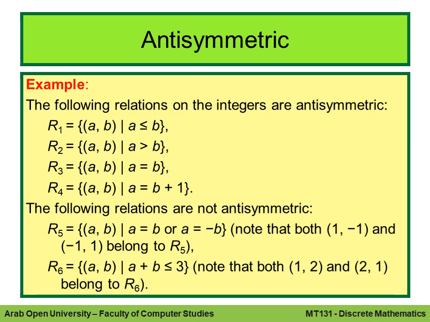Here are examples of relations that are not antisymmetric. R5, (A, B) such that A equals B or A equals minus B. These are not antisymmetric. In fact, we have shown that they are symmetric. For example, these are not antisymmetric because 1 is related to minus 1, and also minus 1 is related to 1. Anytime you have a symmetric relation that's not empty, then it will not be antisymmetric.